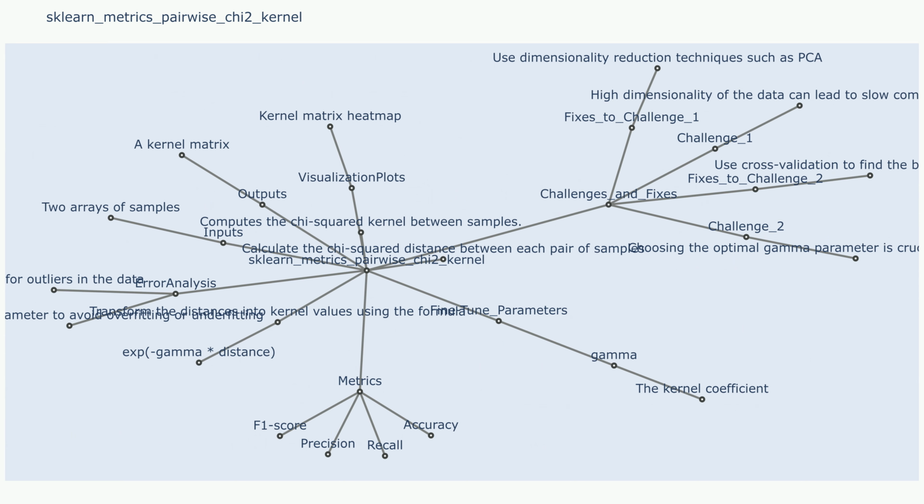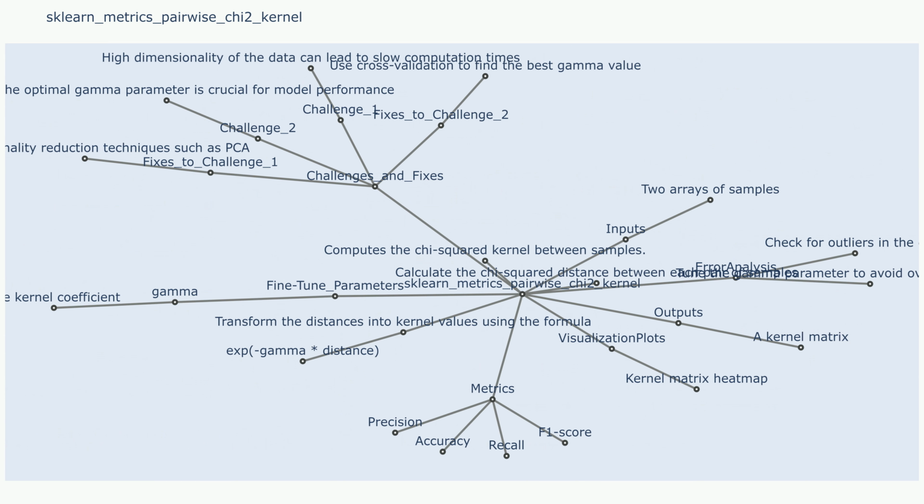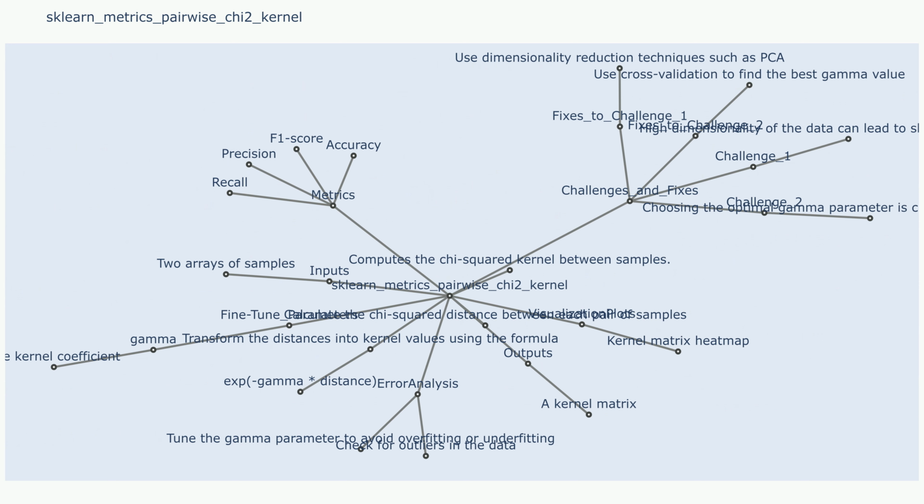Gamma is 1 by default. This transformation ensures that similar histograms have higher kernel values closer to 1 and dissimilar histograms have lower kernel values closer to 0. Return the kernel matrix. Return the computed kernel matrix, where each entry represents the similarity between two histograms. Metrics: none. This kernel is designed for similarity computation, not directly for evaluation.